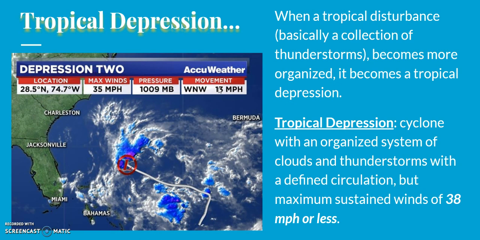Movement was west-northwest at 13 miles an hour. The 13 miles an hour is not the swirling wind speed within the storm. That's how fast the entire storm system is moving. The maximum winds tell you how fast the winds are swirling within the storm. So just make sure you keep those two things straight. But a tropical depression, like I said, is your lowest level tropical cyclone.